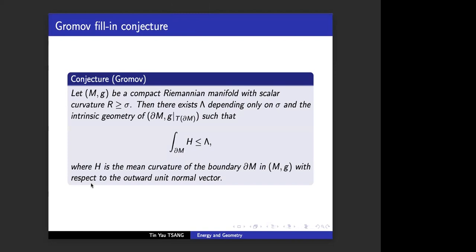This is a conjecture by Gromov. So if M g is a compact Riemannian manifold with scalar curvature bounded from below, then there exists a lambda depending only on the bound you have assumed and the intrinsic geometry on the boundary only, such that the integral of the mean curvature is bounded. This is a conjecture. And there are several results on this.